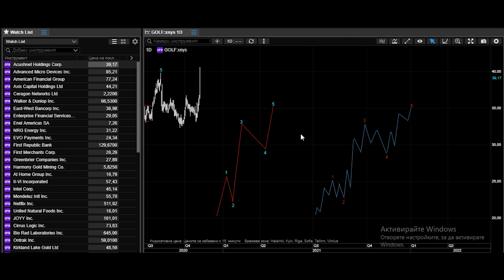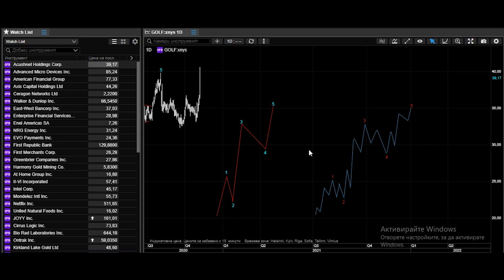First, let's look at the structure of impulse waves. They consist of three motive waves and two corrective waves inside the impulse itself. The first, third and fifth waves are motive waves. The first and fifth waves can respectively be a leading diagonal and an ending diagonal, or an impulsive structure, while the third wave is always impulsive. We will talk about diagonals in the next lessons.